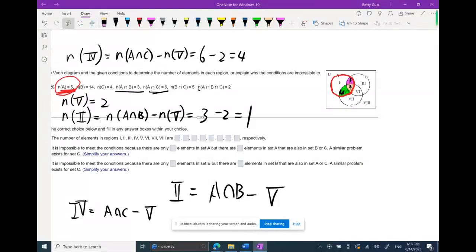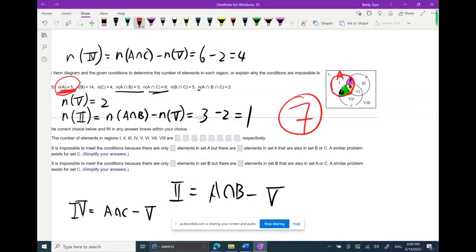Look at the circle A. Look at the red circle representing set A. Set A has the white region, which is region 1, has the purple region, which is region 2, has the orange region, region 5, the green region is region 4, and the colored regions already give us 7 elements. Do you see that?